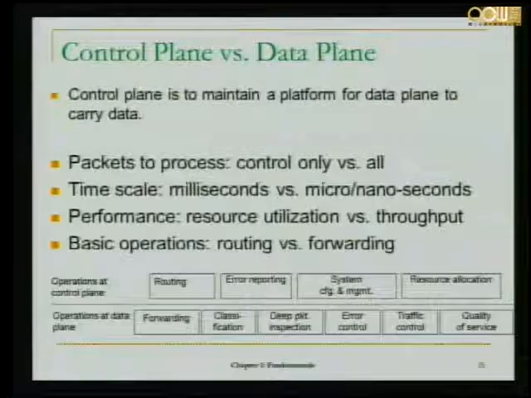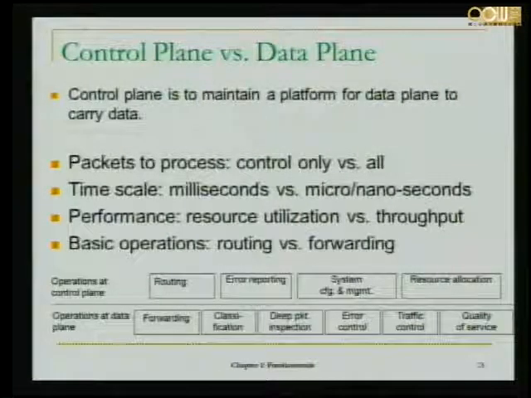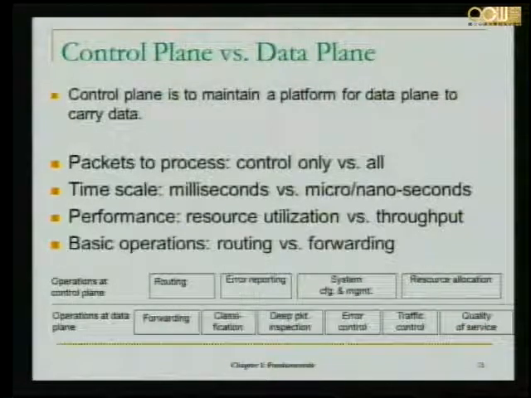However, in the control plane, we don't care that much about how much time we need to process a control packet. Say this is a routing message, and I'd like to calculate the shortest path. It's okay if it takes milliseconds to do the calculation, because usually it's done in the background, not in the foreground. So we don't care that much about how fast we can handle the control packet.